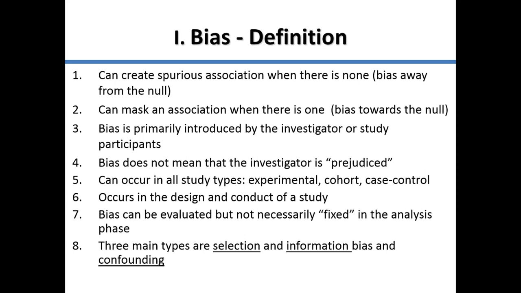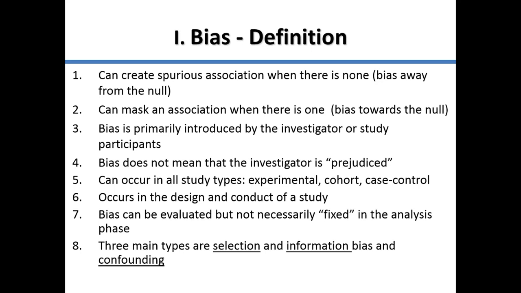And bias can do everything. It can make it look like there's no association when there is one. It can make it look like there is one when there isn't one. There are 3 main types of bias. Selection, information, and confounding.